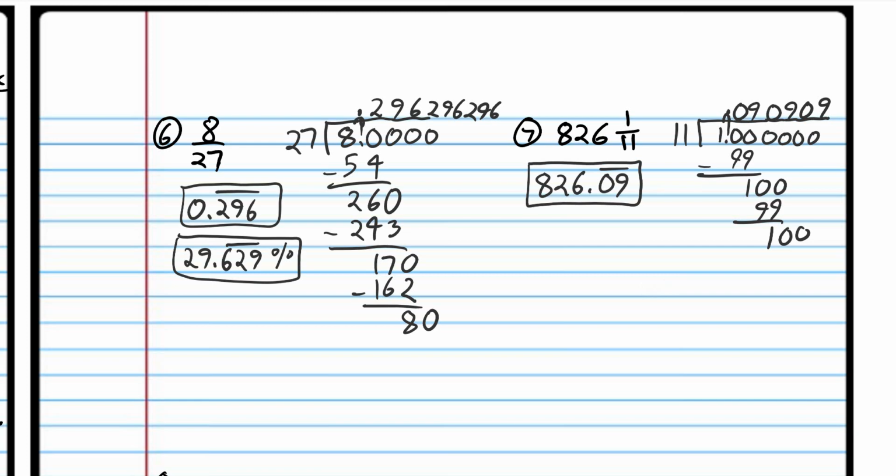And then if we move the decimal 2 places over, we get the percent form. Make sure you keep your bar on the numbers to the right of the decimal. And that would be 82,000, so we put our comma there. So 82,609.09 bar. So if you got those answers, good job.